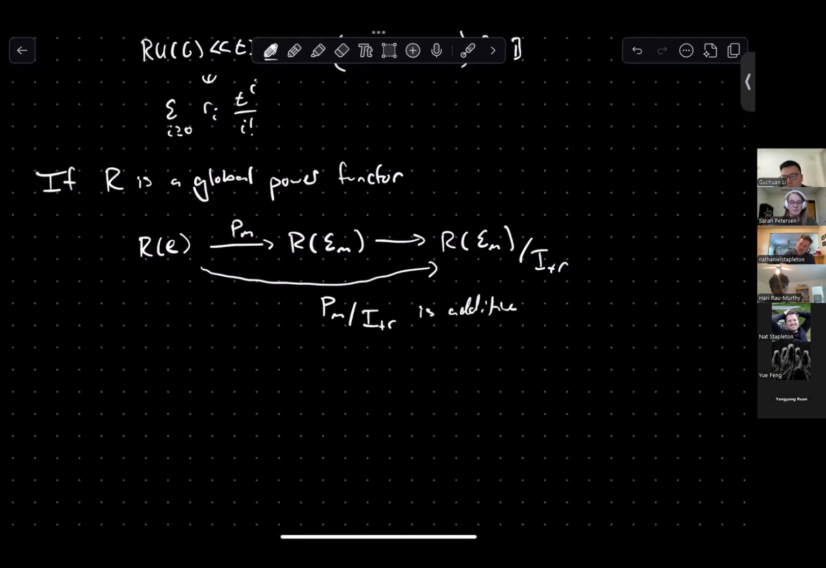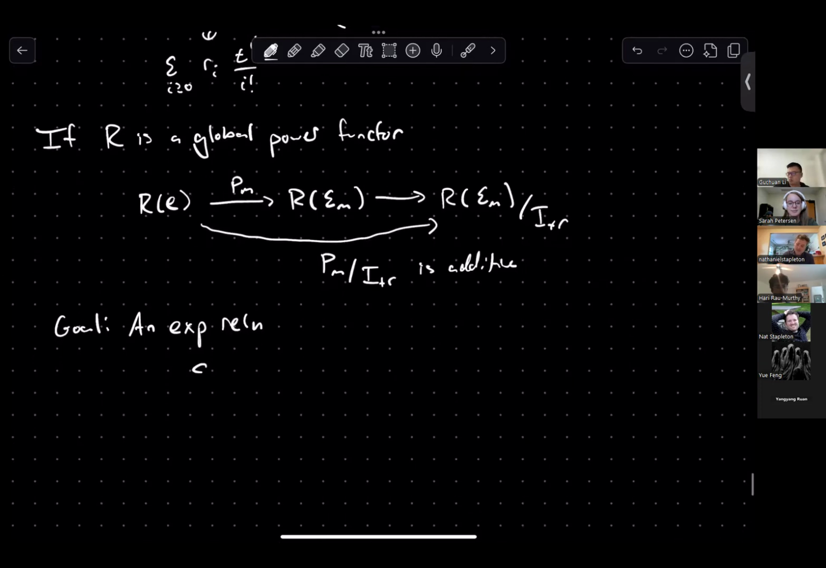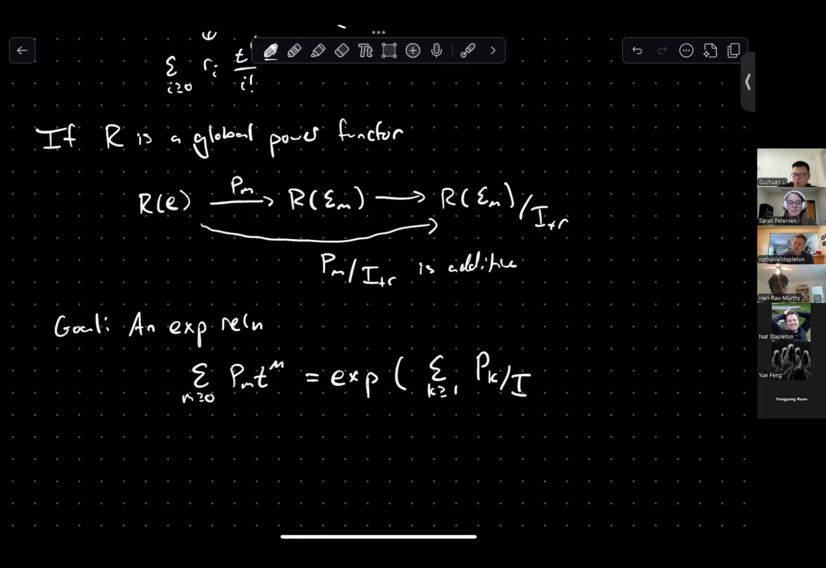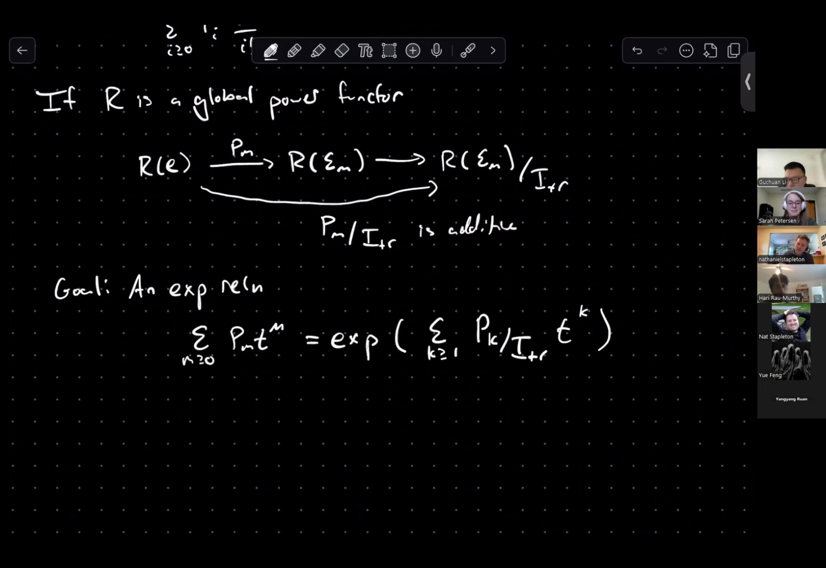And our goal today is to describe an exponential relation that looks like this. I take the sum over m greater than or equal to 0 of P_m t to the m, and this is supposed to be exp of the sum over k greater than or equal to 1 of p_k mod I transfer t to the k. So that's our goal. And in an ideal world, this would in some way specialize in the cases that we care about to give the exponential relations that I've described in our lectures.